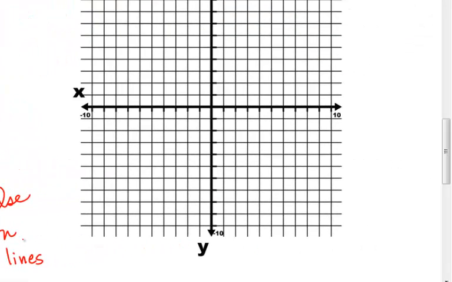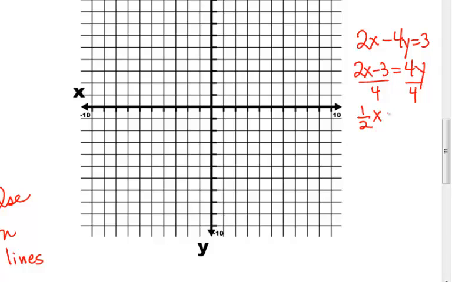So, if we were to graph this, we would take 2x minus 4y equals 3. I'm going to solve for y. I'm going to do 2x minus 3, add the 4y, and divide by 4. So I get 1/2 x minus 3/4 equals y. So it goes through at -3/4, down here at -3/4. Slope, go up 1 and to the right 2. Up 1 to the right 2. Or you can go down 1. Okay, you should get a line something like that.